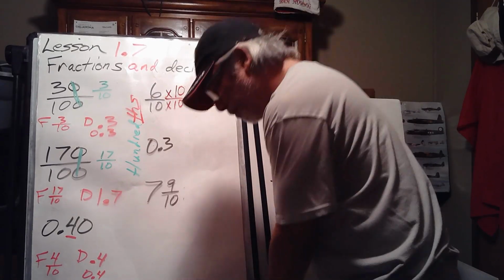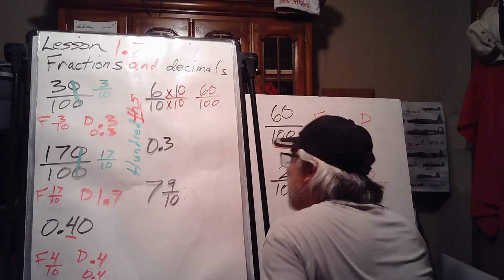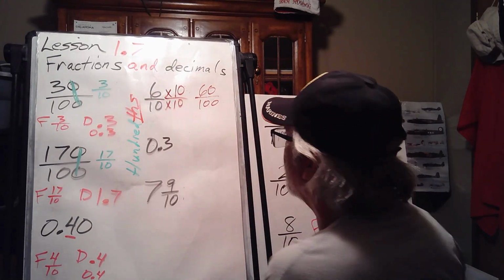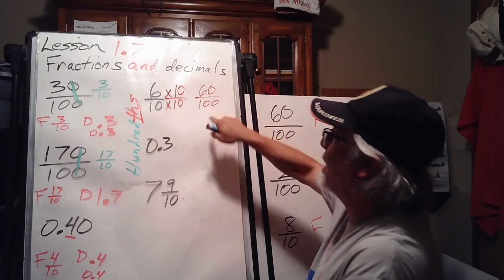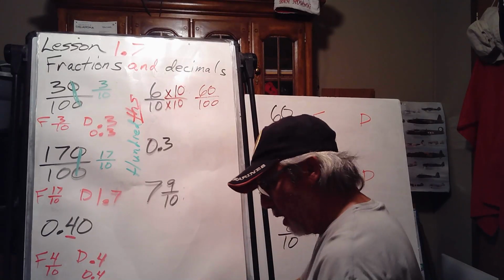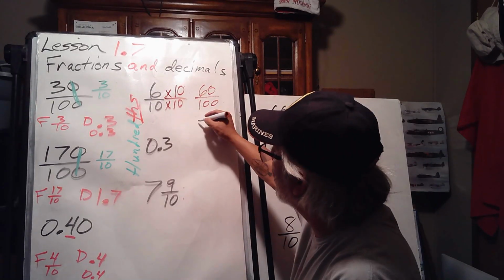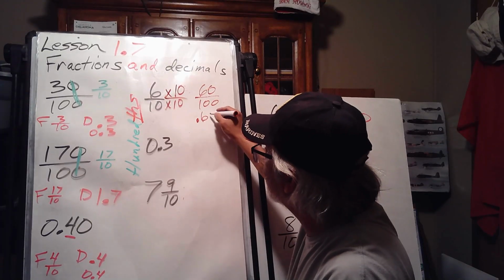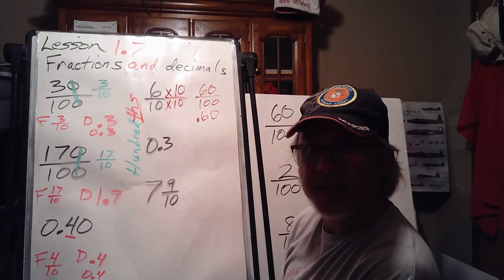Alright, awesome. But wait, isn't the name of the lesson fractions and decimals? So what does that decimal look like? That's going to end up looking like 0.60. Why is it 0.60?